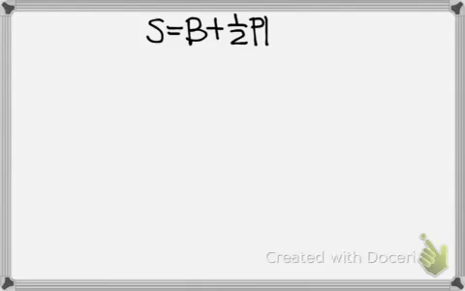First thing we need to do is write our equation. Our equation was S equals B plus 1/2 PL. Since I'm solving for L, that means that I want L to be all by itself on one side of our equal sign. So what I see that I need to move is B, 1/2, and P. You always start off undoing addition or subtraction first, so we're going to subtract B from both sides.